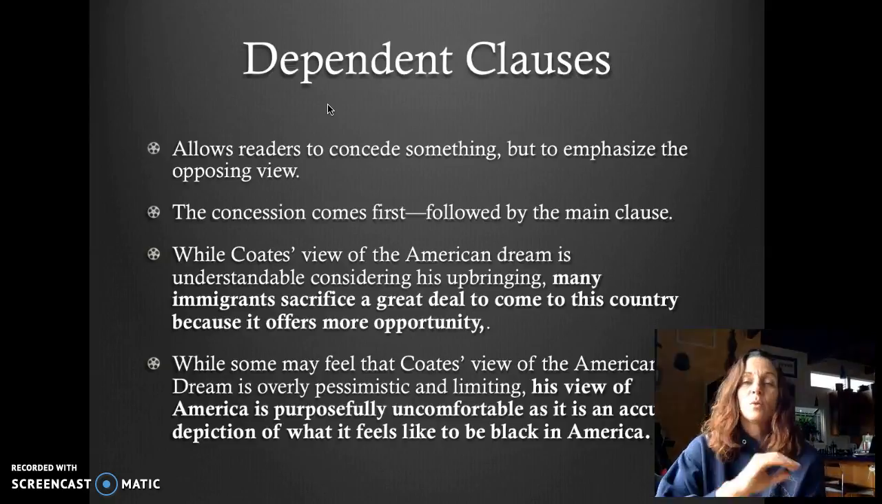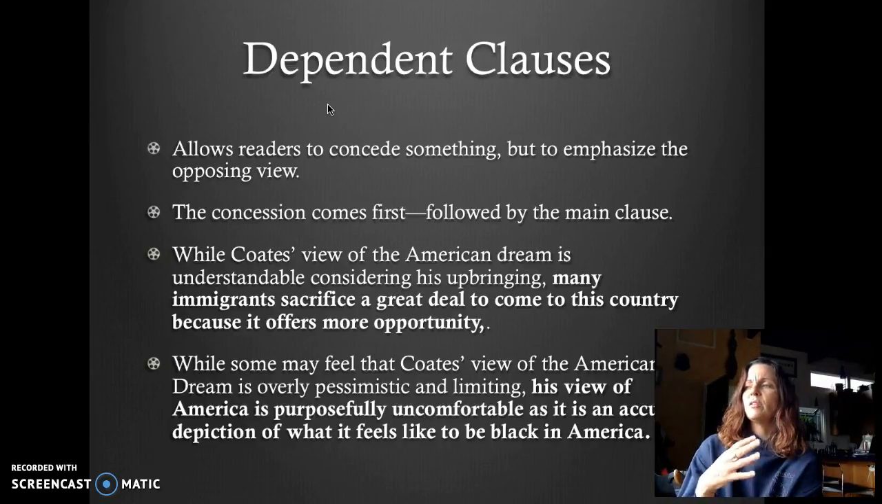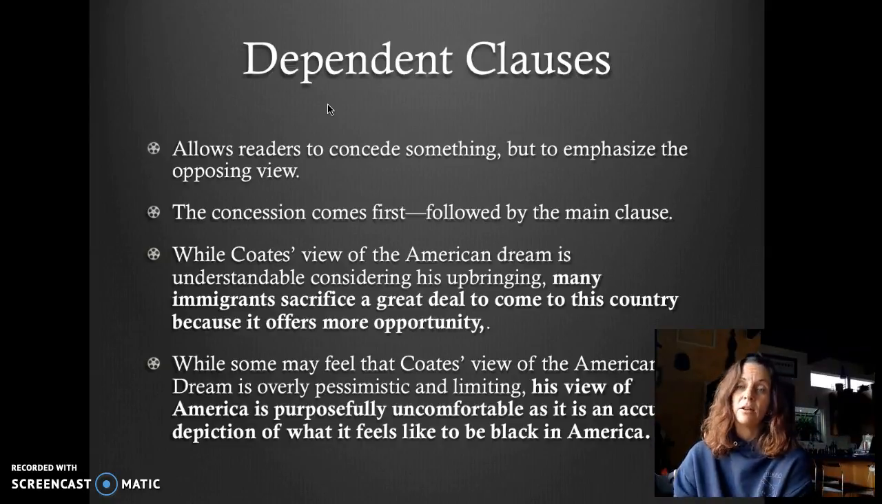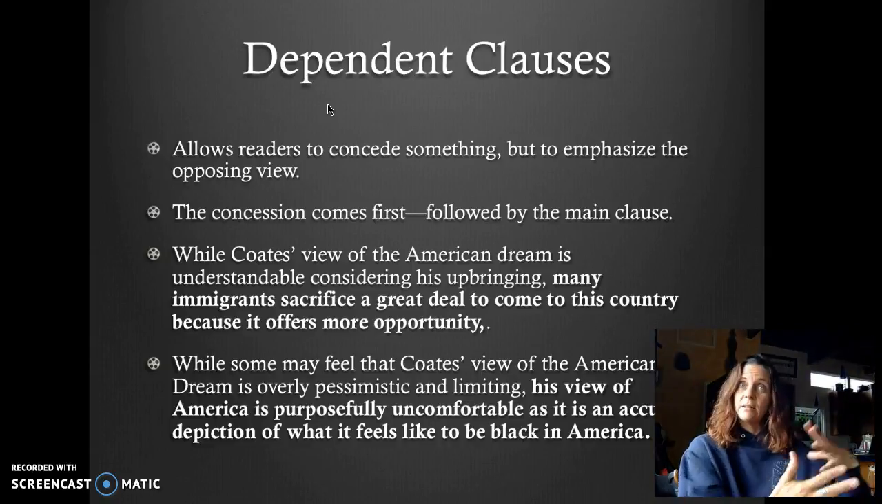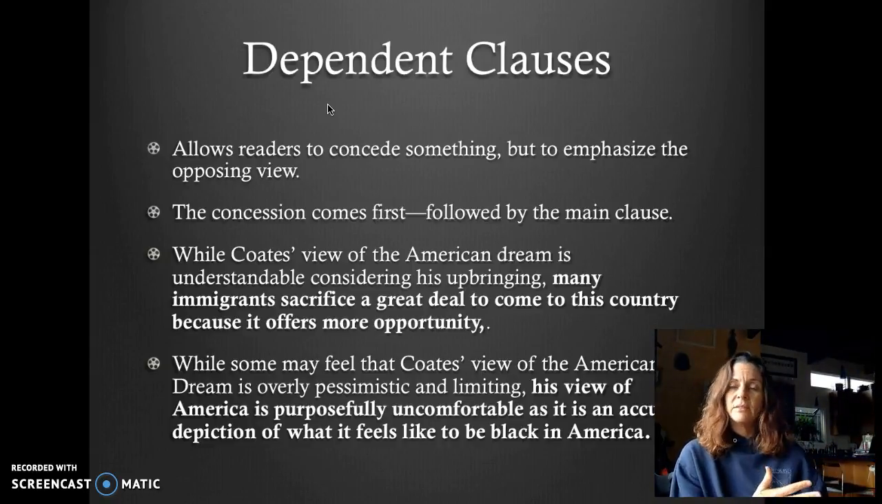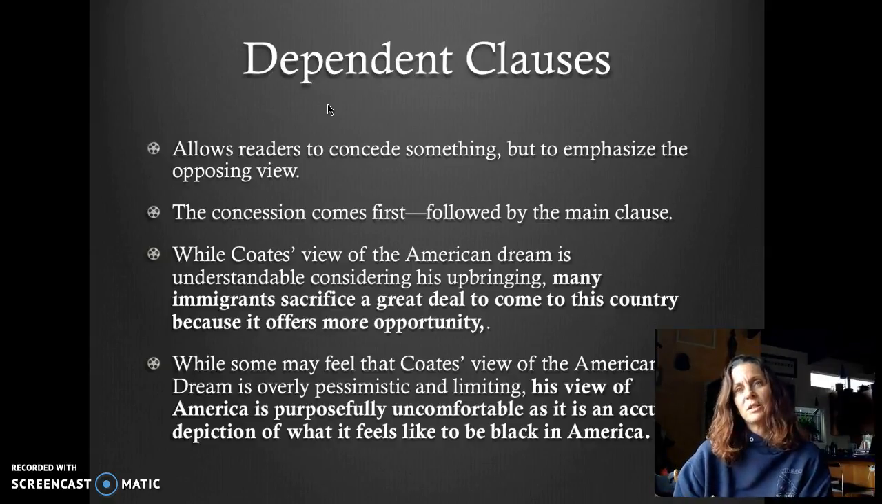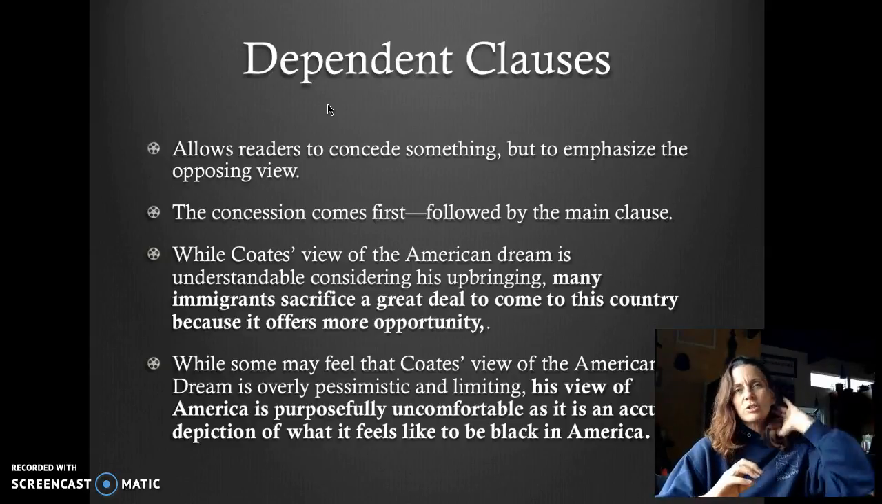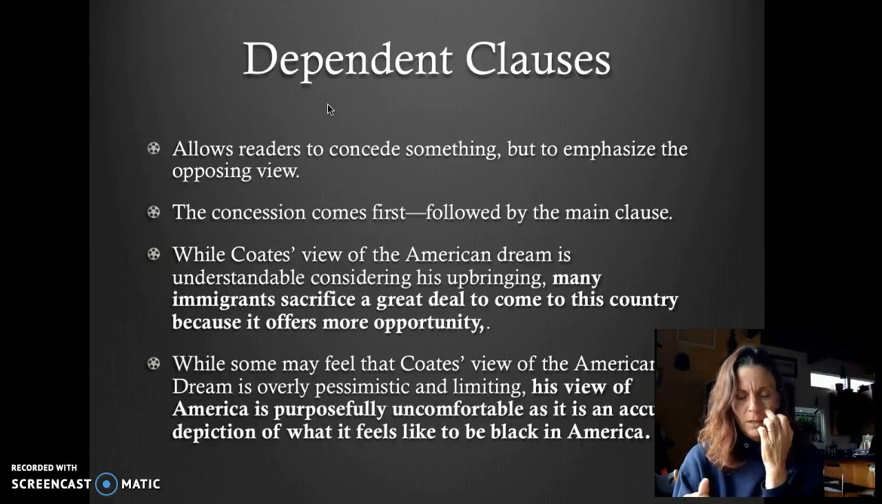Okay, sorry about that. So when you get to the dependent clause, remember that the concession comes first, okay? You can put the thing you want to concede but not mainly argue at the beginning of the sentence, and your main argument comes at the second part. So some examples here. While Coates' view of the American dream is understandable concerning his upbringing, so you're conceding, you understand why he believes that, many immigrants sacrificed a great deal to come to this country because it offers more opportunity. By putting that second, you are showing that you get it, but that you're going to argue a different point of view.